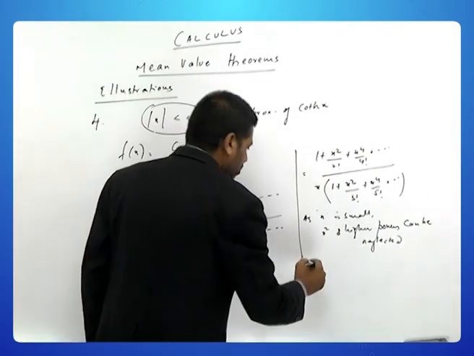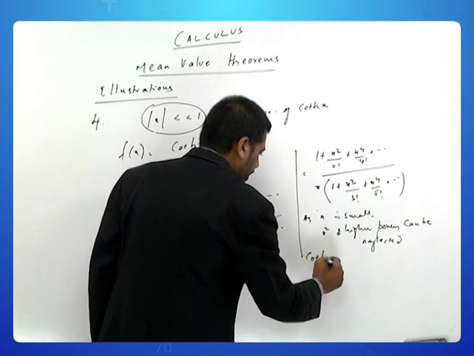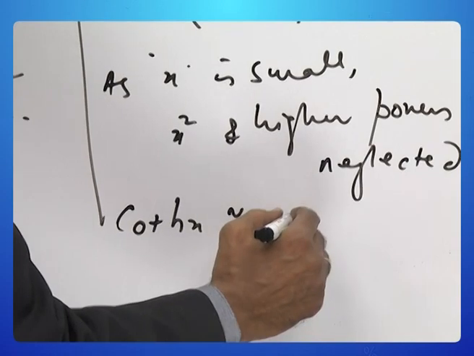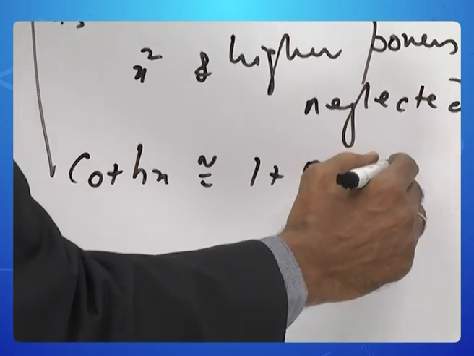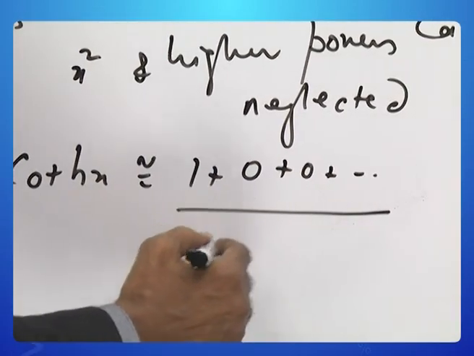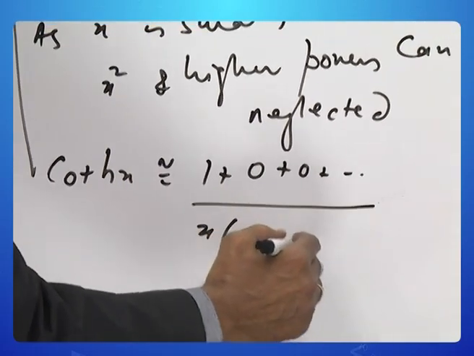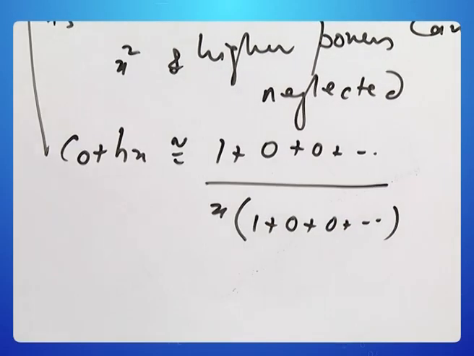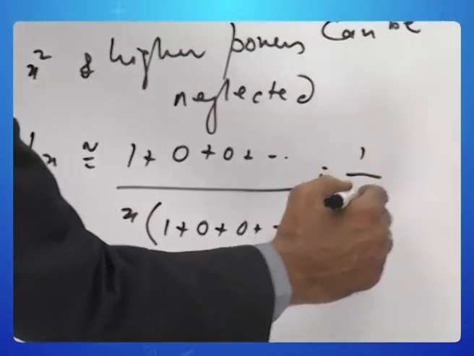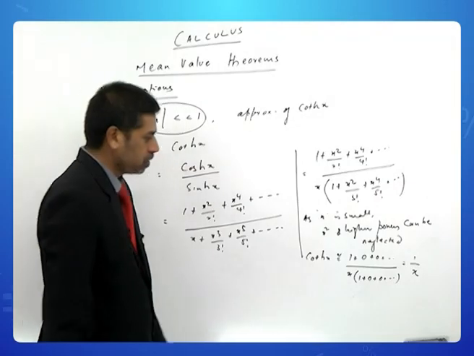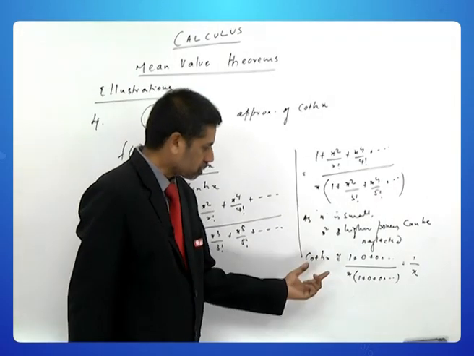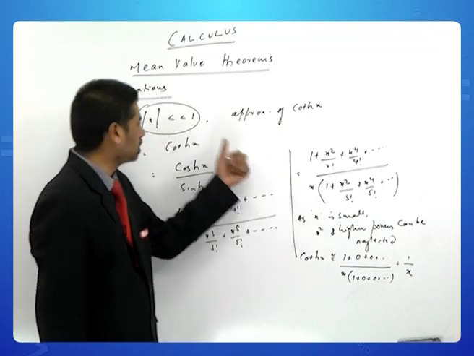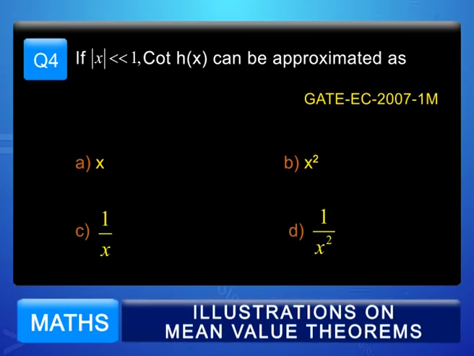So, coth x is approximately 1 plus 0 and so on by x into 1 plus 0 plus 0 and so on. So this becomes 1 by x. So 1 by x is a good approximation of coth x under this condition, and you will find that option C is correct for this problem.